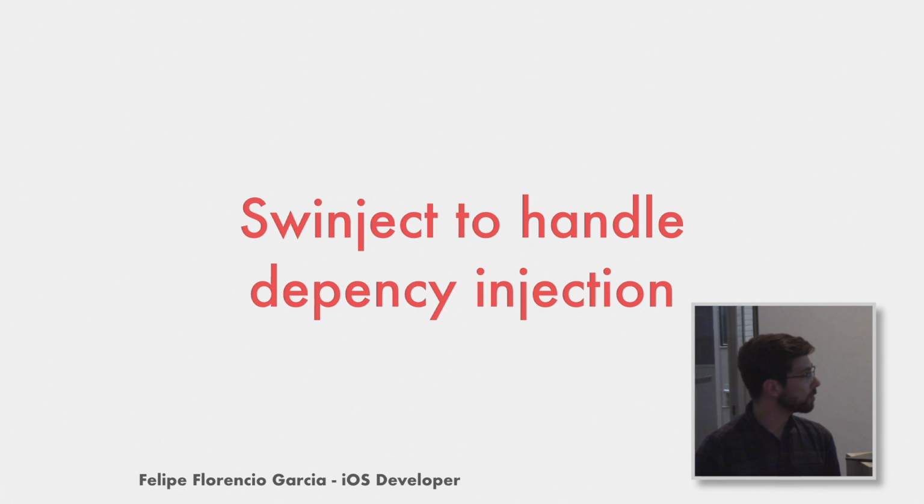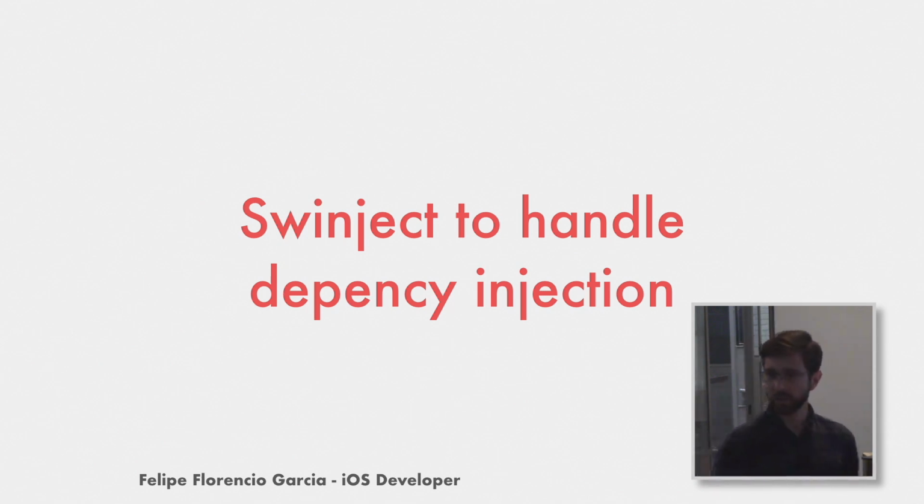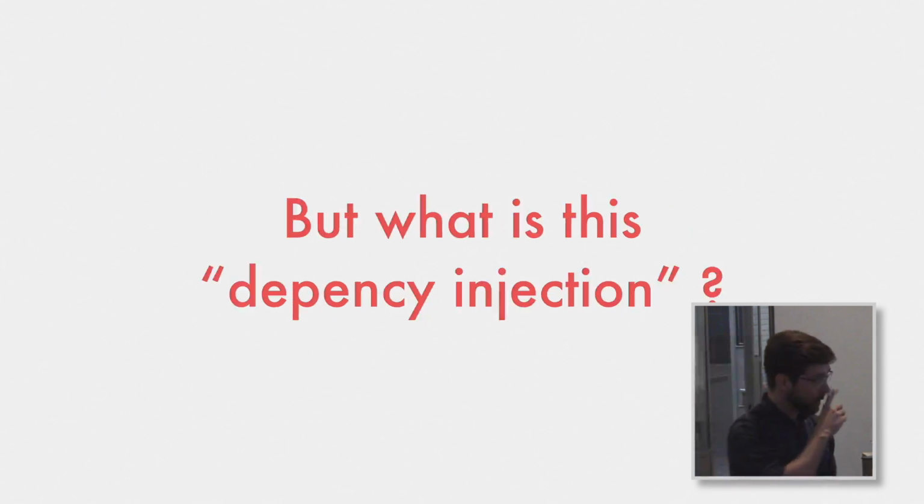So what I want to talk with you about today is Swinject itself. It's a framework that we use to handle dependency injection. And of course, for this, I'm going to talk a little bit about dependency injection, but it will be just a small introduction to make sure that we are aligned and that we understand what the tool is about. I know that probably many of you already know this or do it on a daily basis, but it's always good to clarify.